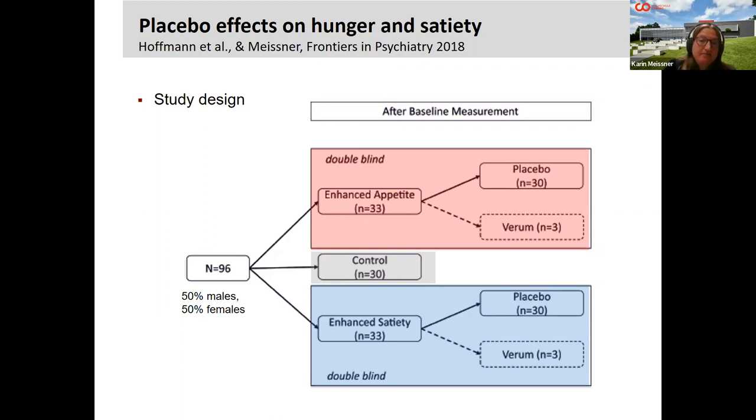And in the third group, they received either a placebo together with the verbal suggestion that this would decrease hunger and increase satiety, or in the verum group, some agent. And the verum group was very small, but was also used so that real double-blind administration was possible for ethical reasons. We had also 50% males and females.